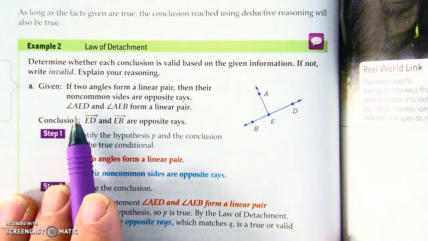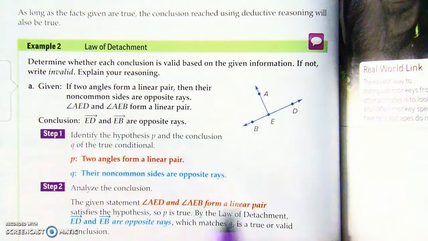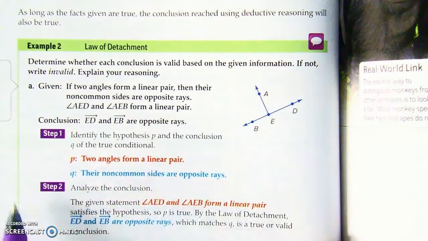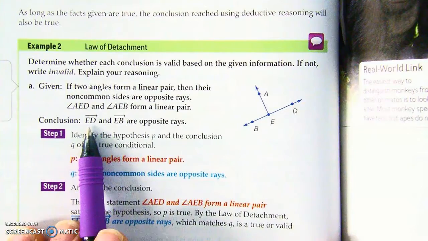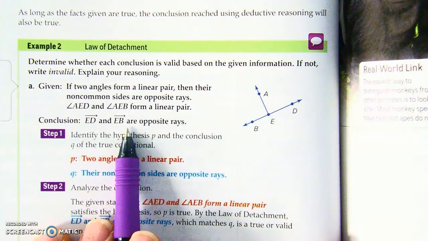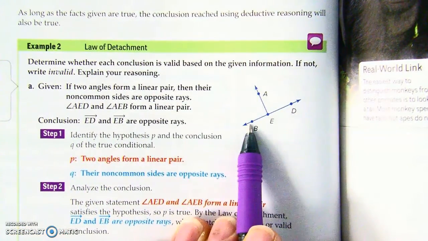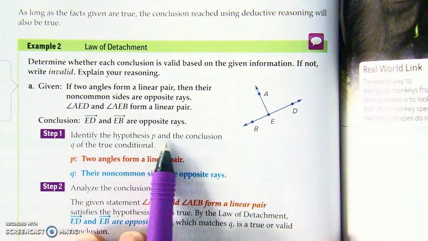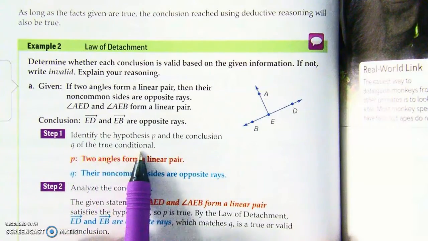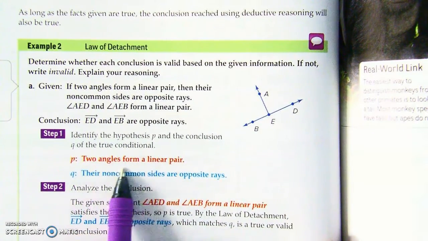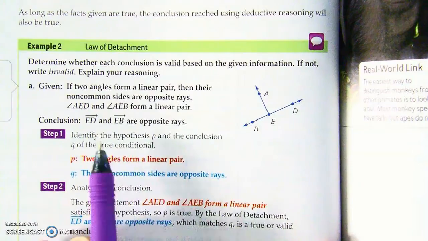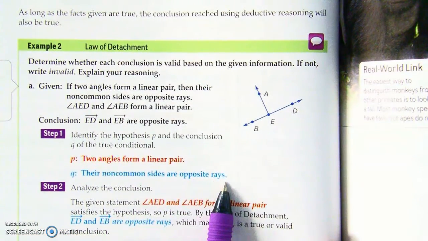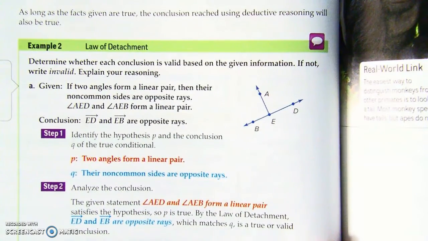It says angle AED and AEB form a linear pair. So the conclusion is ED and EB are opposite rays. We talked about that: they go in completely opposite directions. Now, identify the hypothesis and the conclusion Q of the conditional statement. Here's our hypothesis: two angles form a linear pair. And here's our conclusion: their non-common sides are opposite rays. Now we can write this as an if-then statement if we want to.